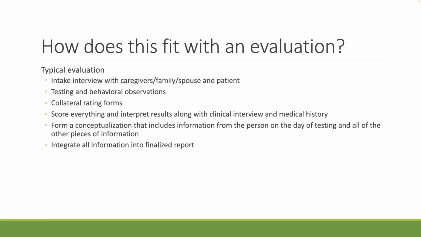You can see here an important step is getting those collateral rating forms, getting as much information as possible from the child or the adult and from people in their lives. Then we score everything, interpret the results, and we use that information along with the clinical interview and the medical history. Part of those scores coming in are also those collateral rating forms. Next, we form a conceptualization that includes all the information from the person on the date of testing, but then as much information as we can get about how they function on any given day as well. Then we integrate all of this information into the finalized report.